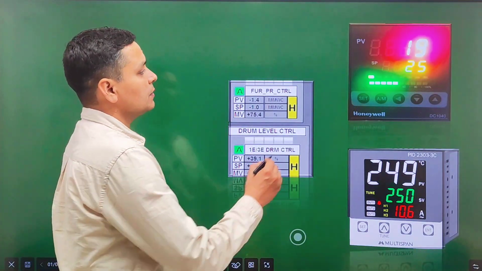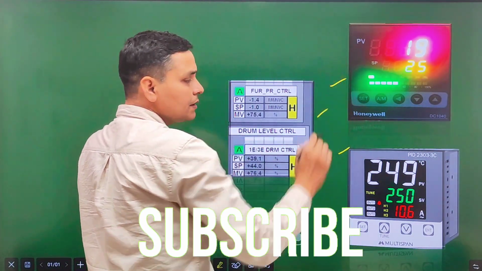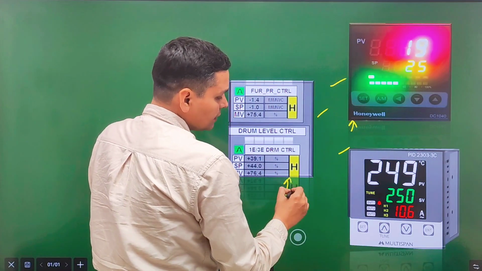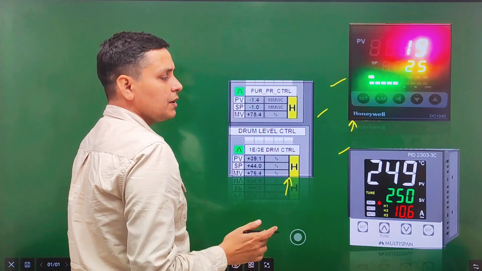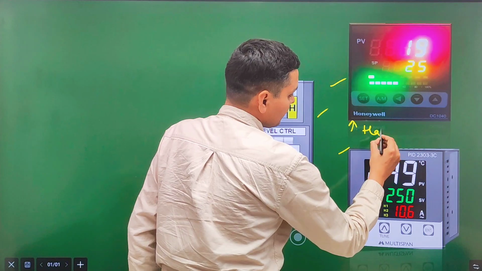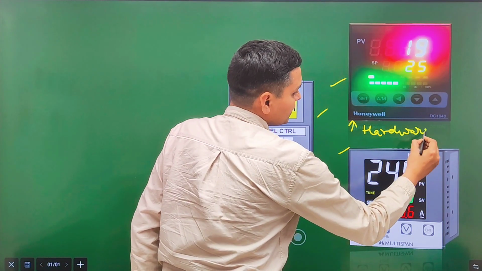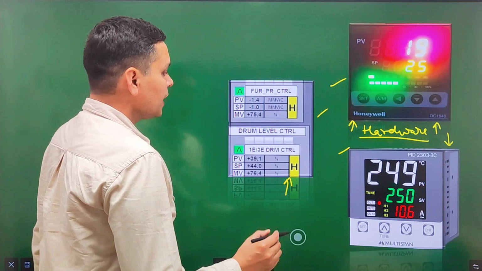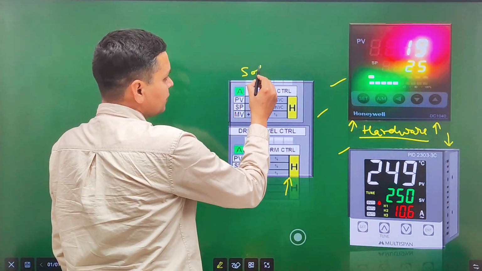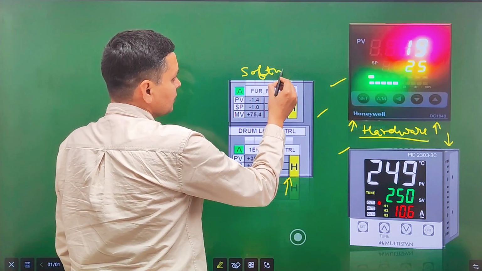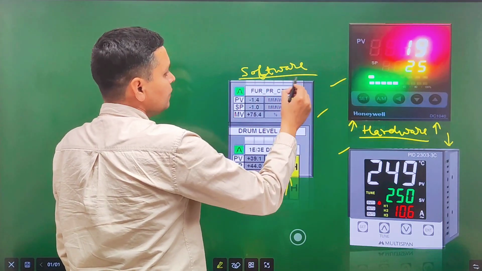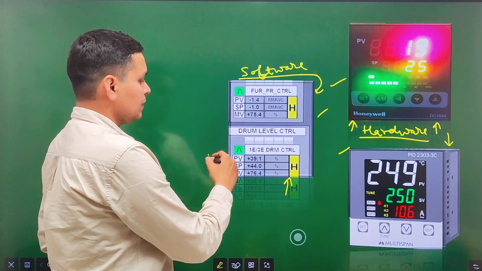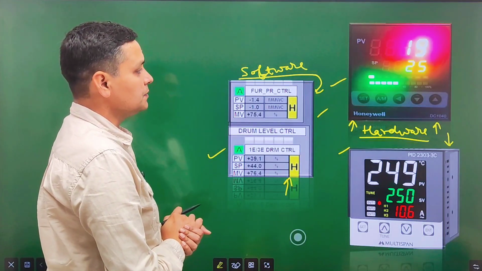Look friends, a PID controller will look like this. It is used as hardware, or it is used in software. So if we are using a hardware based PID controller, then we will use this type of PID controller and this type of PID controller. And if we are using a software based PID controller, then we will use this type of PID controller. This type of PID controller is inbuilt in SCADA.